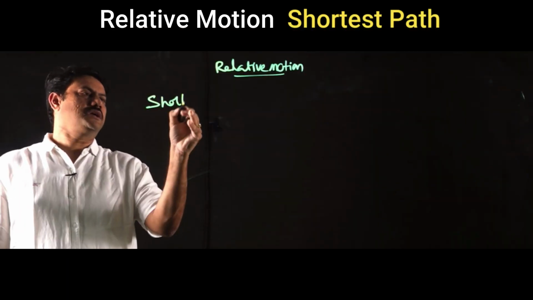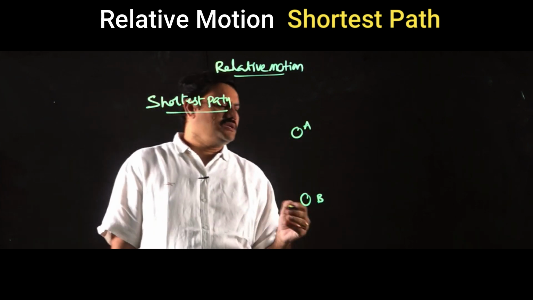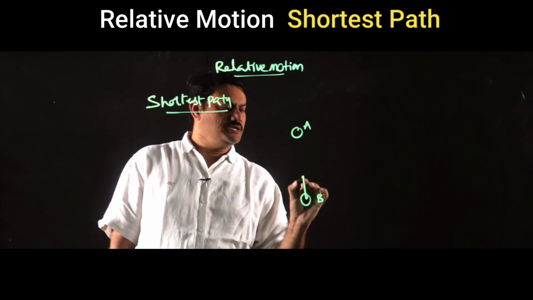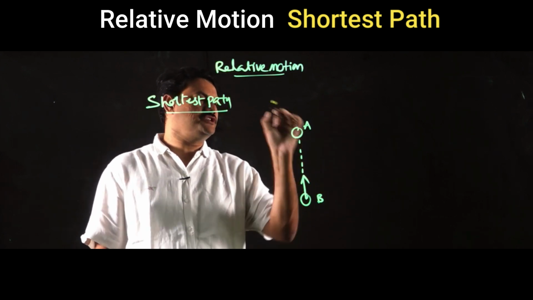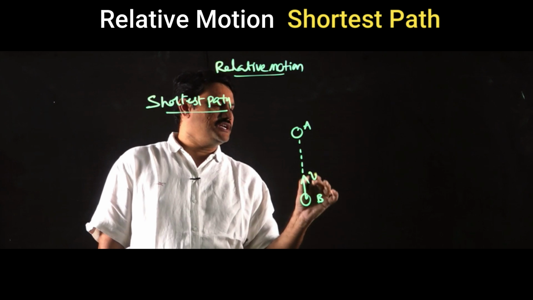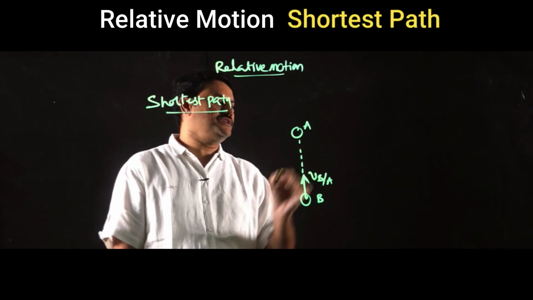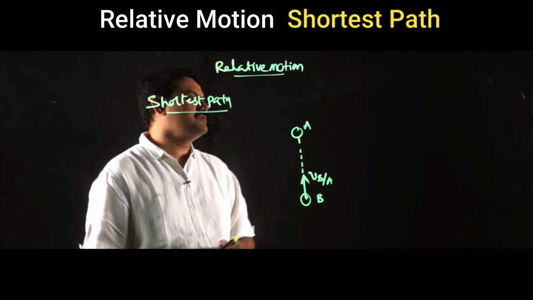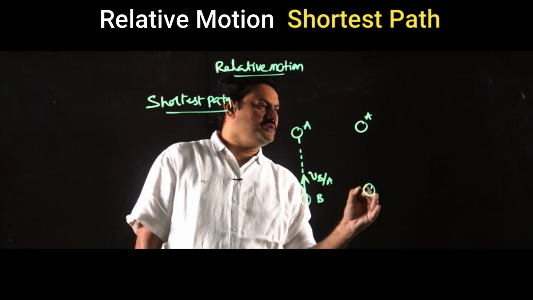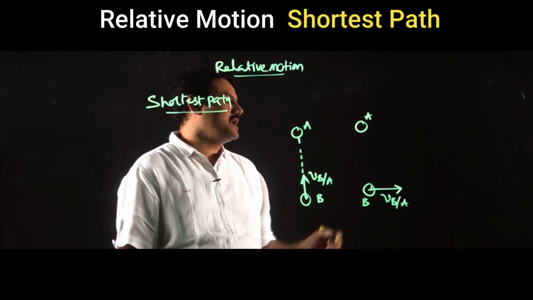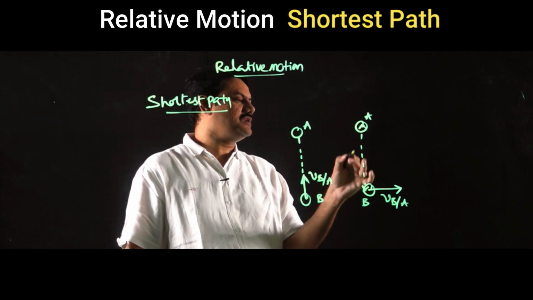Next subtopic, shortest path. Suppose A and B are the two objects. If the velocity of B with respect to A is directly approaching towards A, the shortest path is equal to 0. This is the first case. And the second case, here the velocity of B with respect to A is in the horizontal direction. The shortest path is the initial separation only, D.